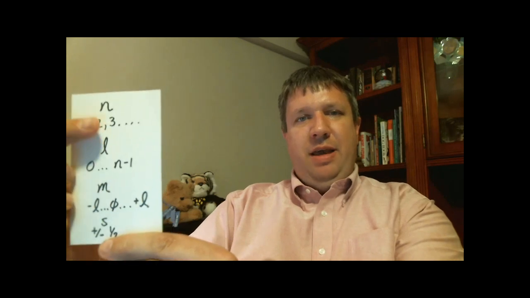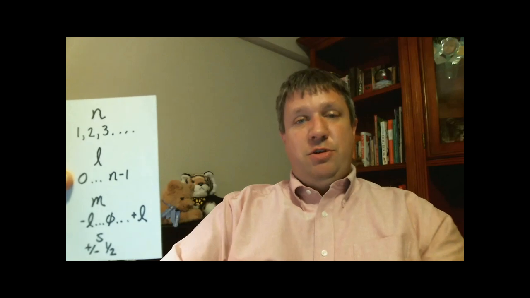And the magnetic quantum number can go from negative l through 0 to positive l. So in the case of l equals 0, the only value that you could have for m is 0. For l equals 1, then you have 3 possible values: negative 1, 0, and positive 1. Everything here is whole numbers, everything here is integers. m is the only one that can be a negative or a positive number.